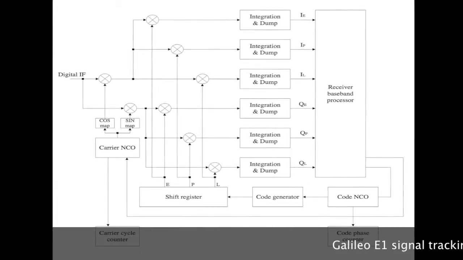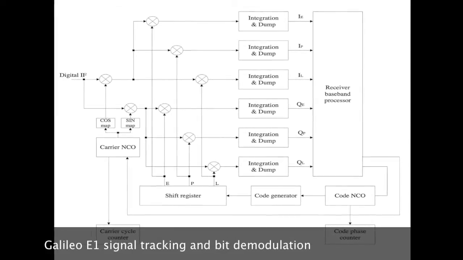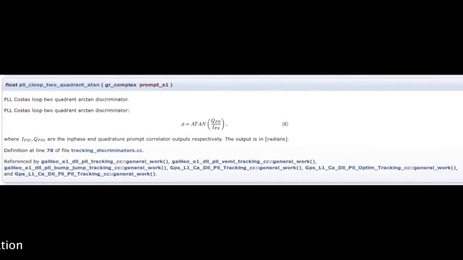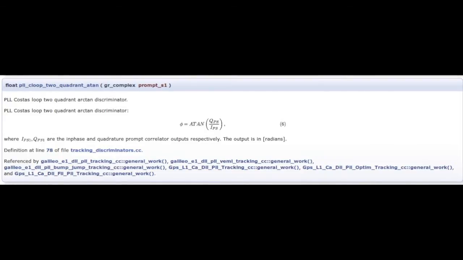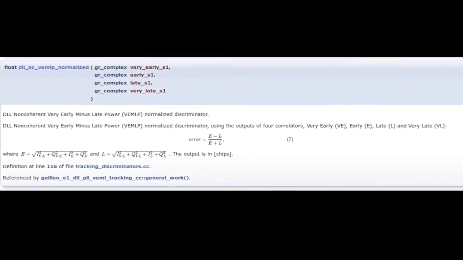Signal tracking implementation consists of a delay lock loop as a code tracking loop, which is coupled to a phase lock loop that tracks the carrier phase. The characteristics of the block modulation require the use of 2 extra very early and very late correlators. This discriminator is known as the very early minus late discriminator and makes use of 5 correlators.